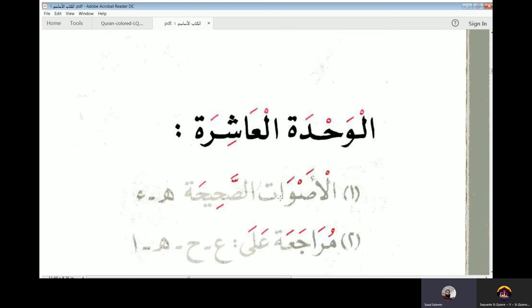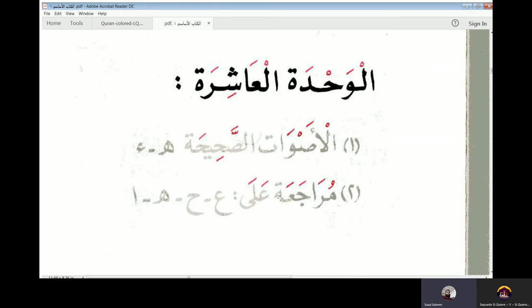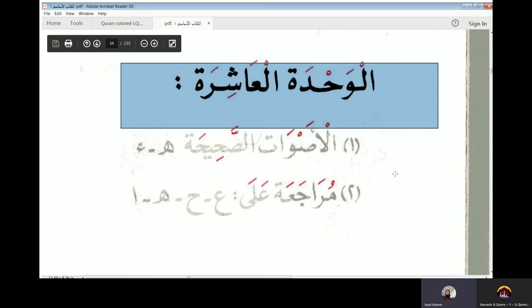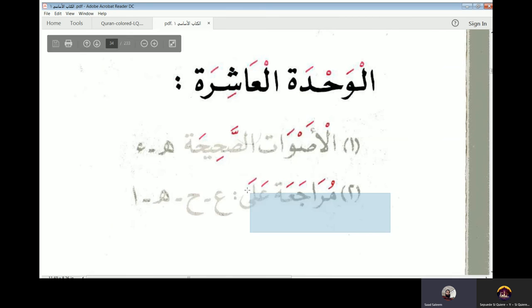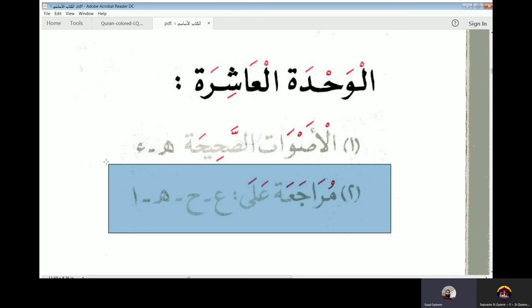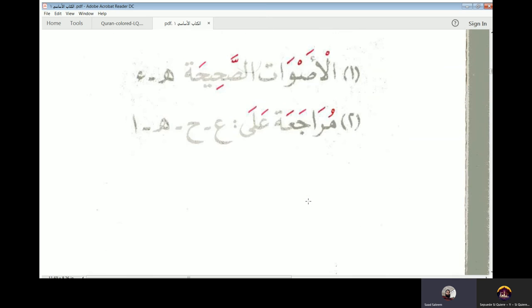Unit 10, Al-aswat al-sayya, consonant voices, ha and hamza. Revise these alphabets, inshallah.